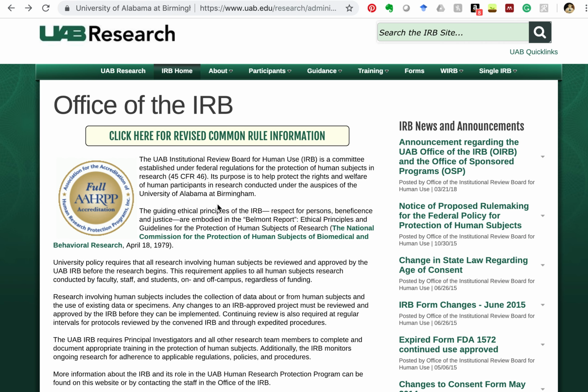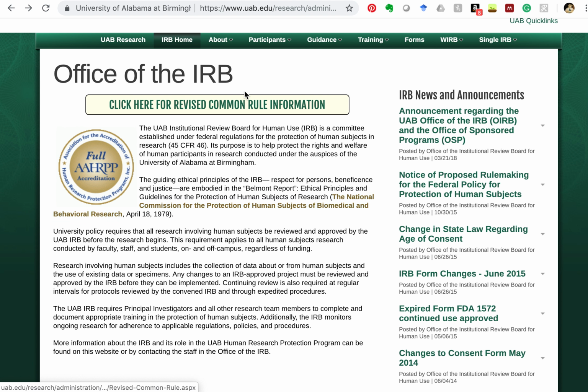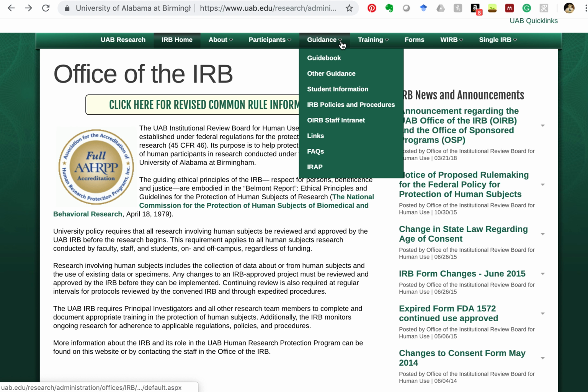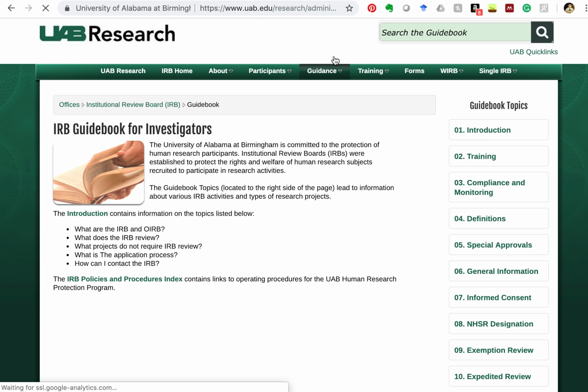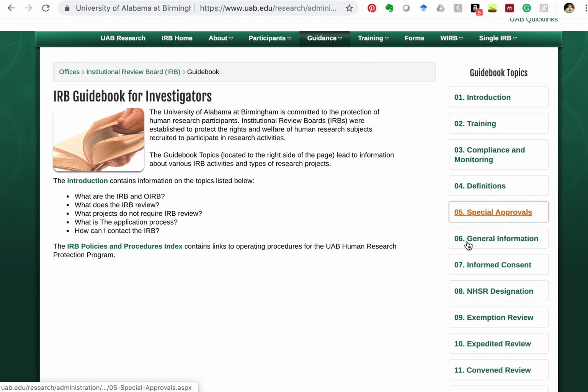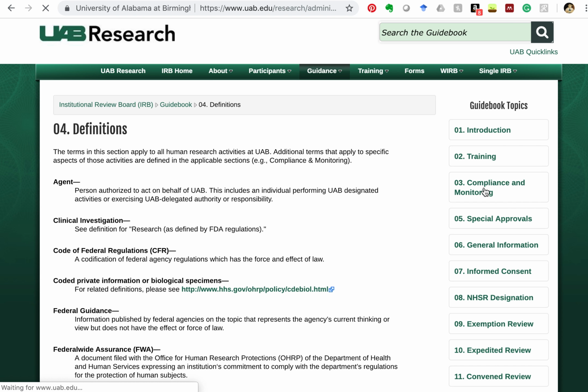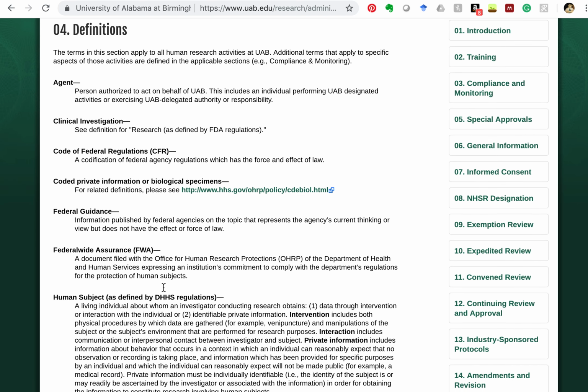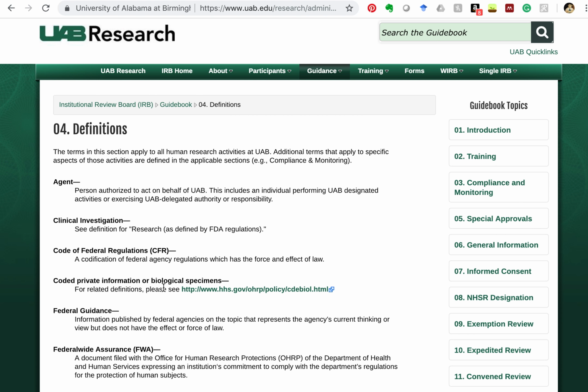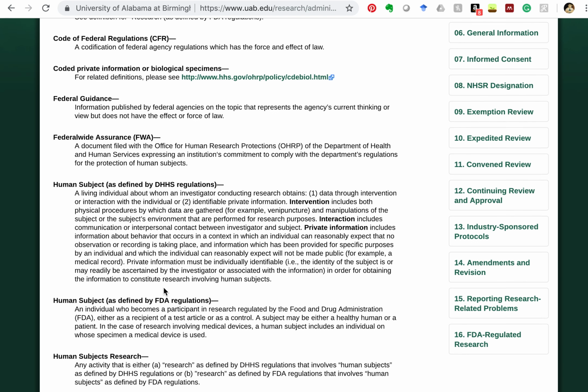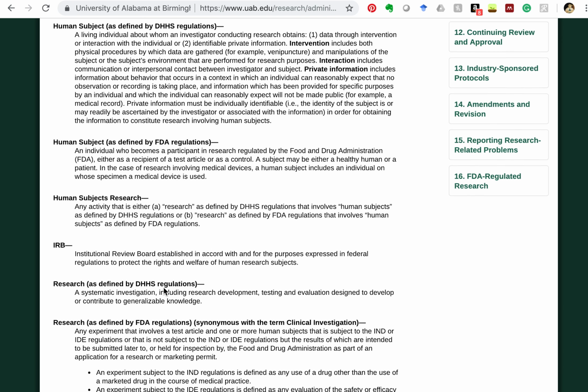Okay, so I'm back on the home page. The main thing I want to talk about here: if we go to participants, you can find some information there. If you go to guidance and guidebook, there's some information defining what a lot of these terms mean. It describes what the IRB does and what the application process looks like. You'll see everything here, the definitions, compliance and monitoring. This is something that students tend not to look for. They're not expecting it to be there, but it can be very beneficial whenever you're doing that type of work.